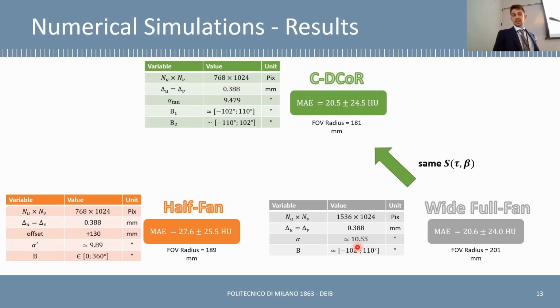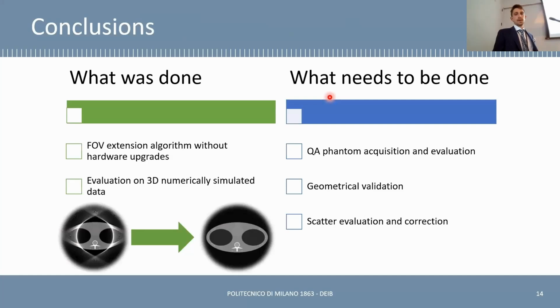Also, you will see that the results for our proposal and the wide full fan are really, really close. This is due to the fact that we try to impose the source position of the wide full fan acquisition simulation and our proposal to be the same, not just to have the same arc span. So in the end, what we achieved was a FOV extension that doesn't need any hardware upgrade.